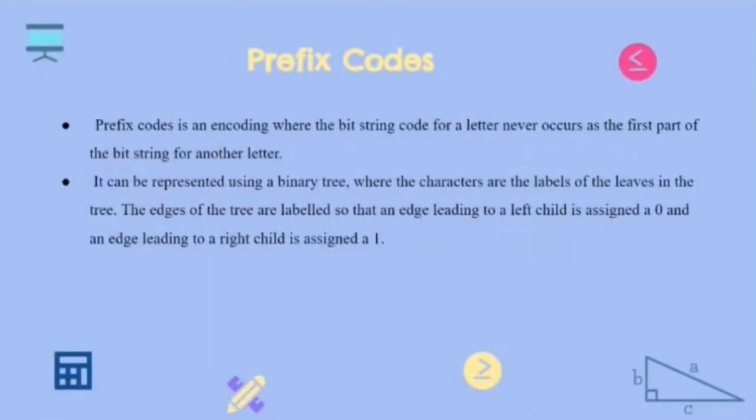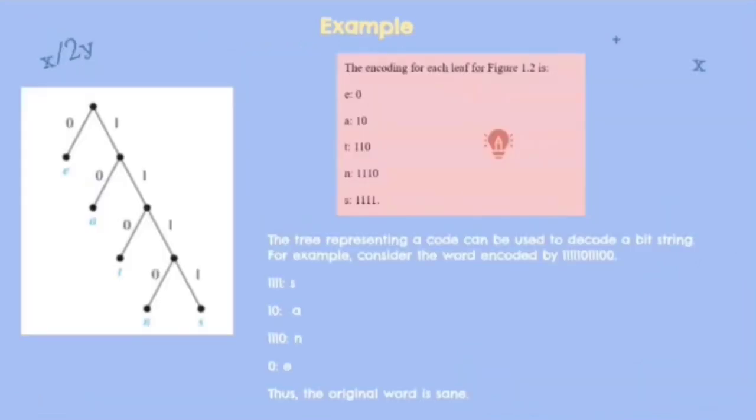The next is prefix codes. Prefix codes is an encoding where the bit string code for a letter never occurs as the first part of the bit string for another letter. It can be represented using a binary tree, where the characters are the labels of the leaves in the tree. The edges of the tree are labeled so that an edge leading to a left child is assigned 0, and an edge leading to a right child is assigned 1.